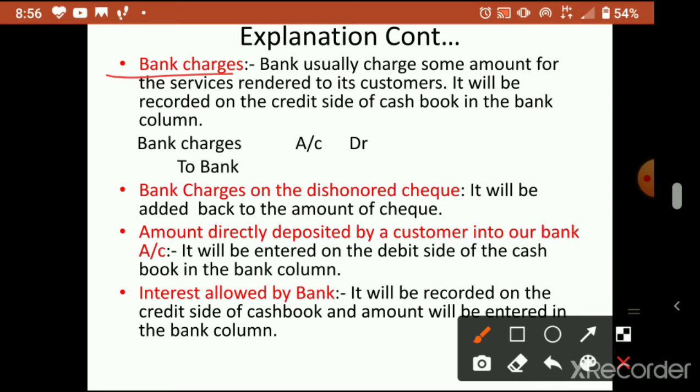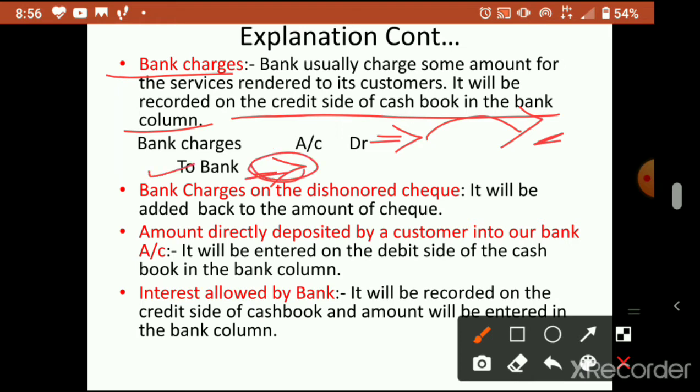Bank charges are an expense for the business because the bank is charging from our account, so our account balance will decrease. Whatever decreases goes to the credit side of the bank account. So it will be recorded on the credit side of the bank column. What will you write? Bank charges to bank. Bank charges on the debit side, and in the bank column you put the amount.